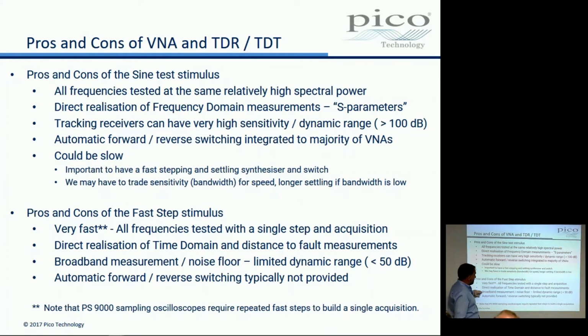It's a broadband measurement, so the noise floor is limited and you'll only get about 50 dBs of dynamic range. Automatic forward and reverse switching typically not provided. There was one TDR, TDT, VNA from LeCroy, I think, that included the switching, but most solutions don't, and ours don't.